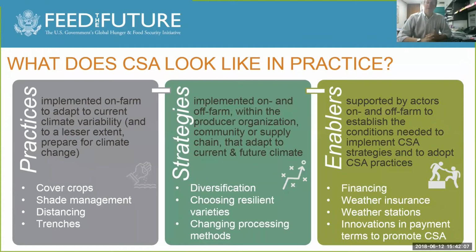And then finally, there are enablers. And these enablers are very, very important. These enablers principally come from actors who are able to establish or support the conditions needed to implement climate-smart agricultural practices and to adopt them. Obviously, financing is a big question here. How can we leverage and how can we channel financing so that people can effectively invest in climate resilient practices?